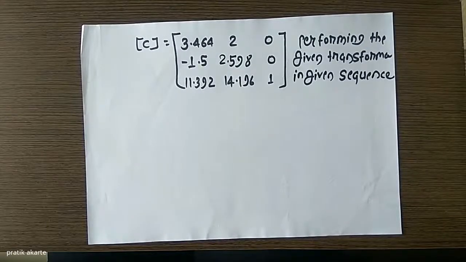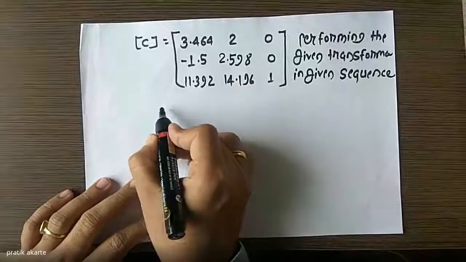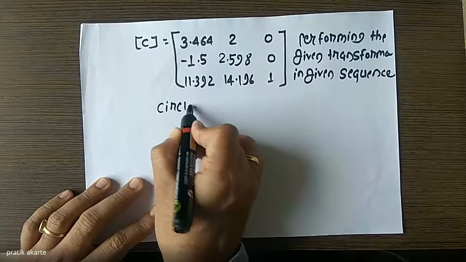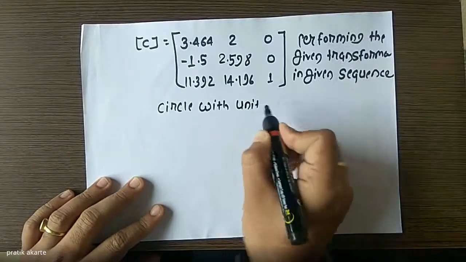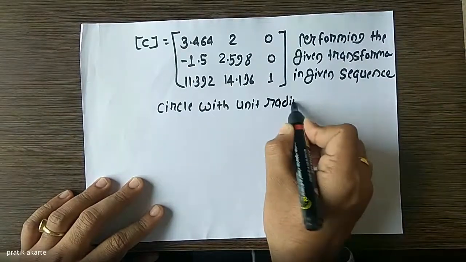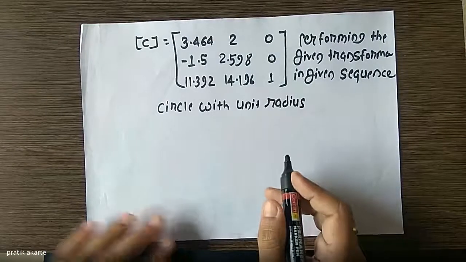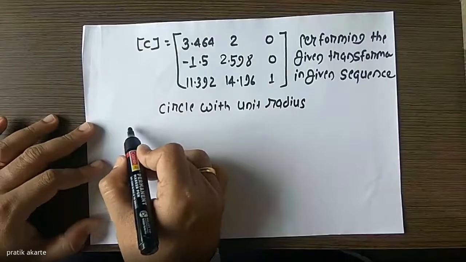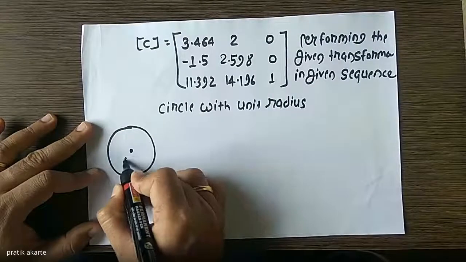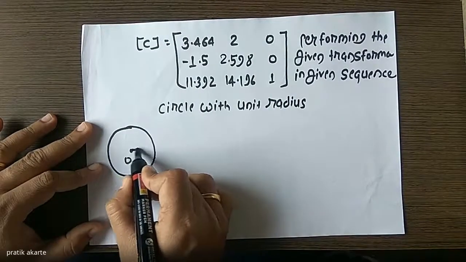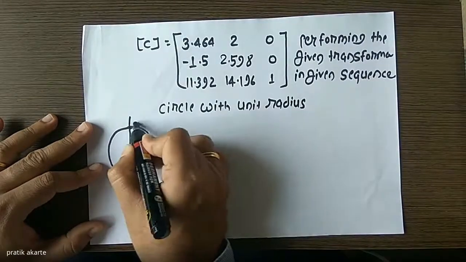Now they ask us for the effect of the transformation on a circle with unit radius. We have to consider three important points. So let us draw a circle. This is origin. This is point A, and we'll consider this as point B.